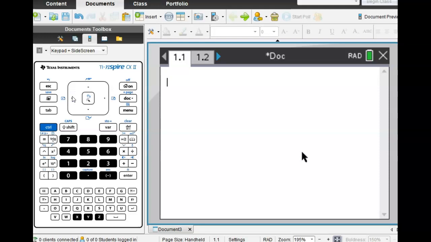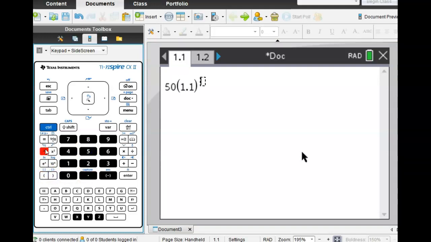Okay, and then you can go back to the calculator screen. And you can type in exactly what you wrote down, 50 times 1.1 to the 4 minus 1 power. You can put it in just like that. You don't even have to subtract if the numbers are weird. And then you hit enter.